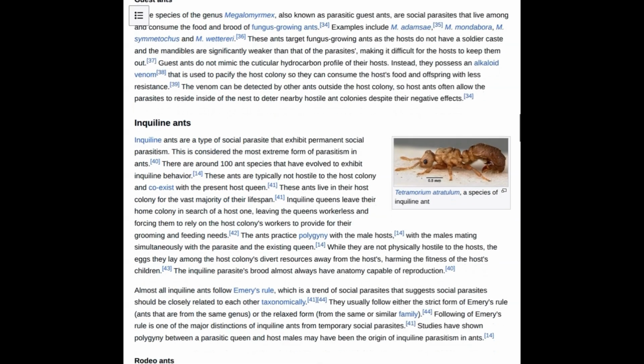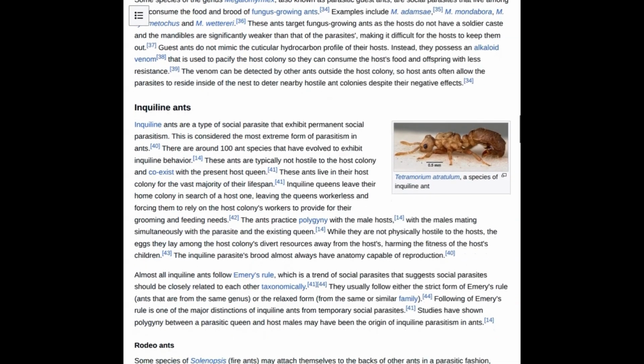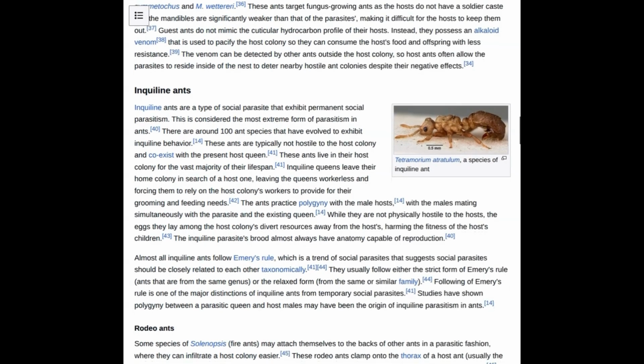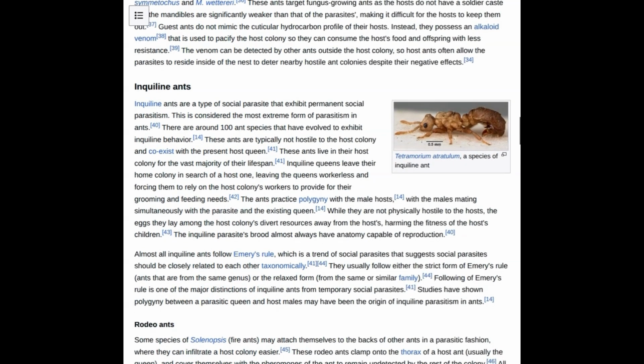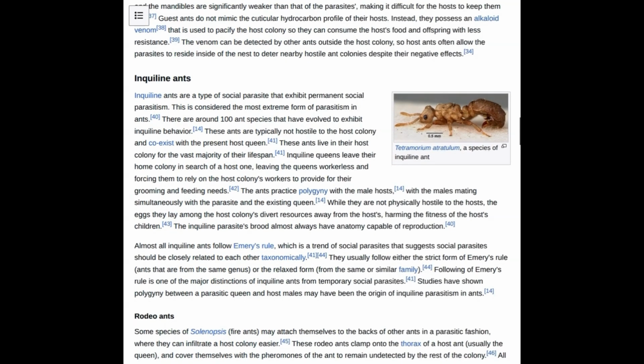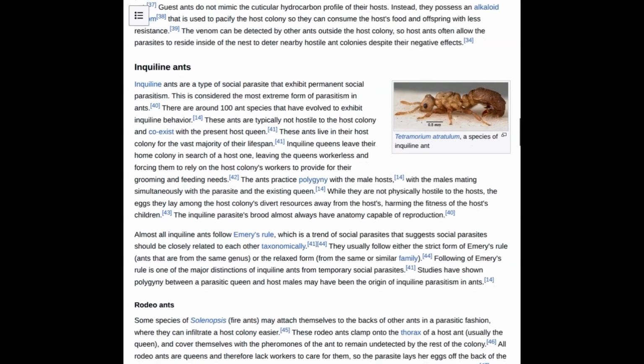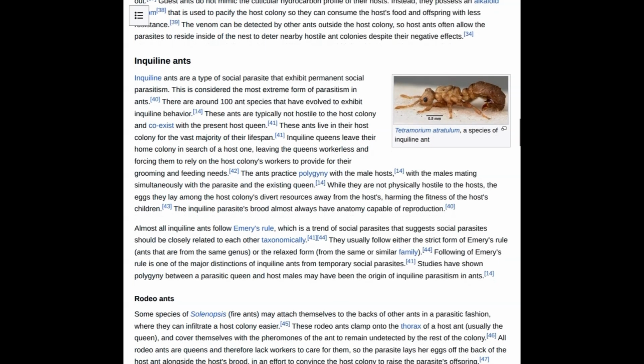Inquiline ants. Inquiline ants are a type of social parasite that exhibit permanent social parasitism. This is considered the most extreme form of parasitism in ants. There are around 100 ant species that have evolved to exhibit inquiline behavior. These ants are typically not hostile to the host colony and coexist with the present host queen. These ants live in their host colony for the vast majority of their lifespan.